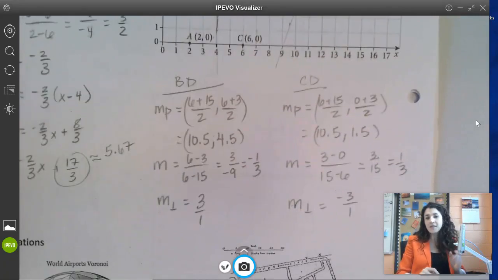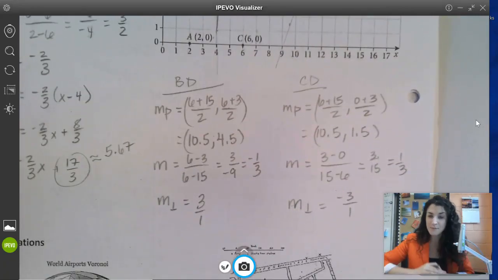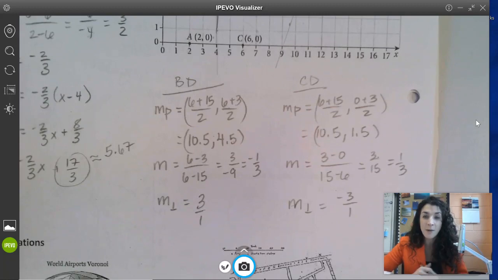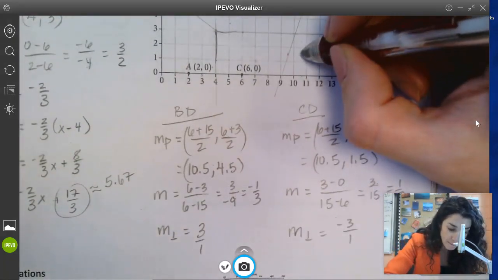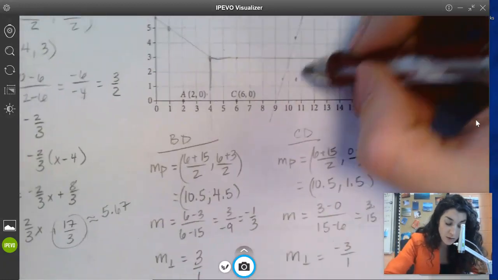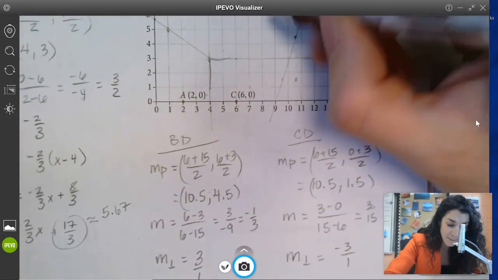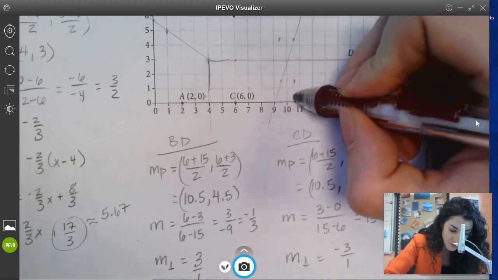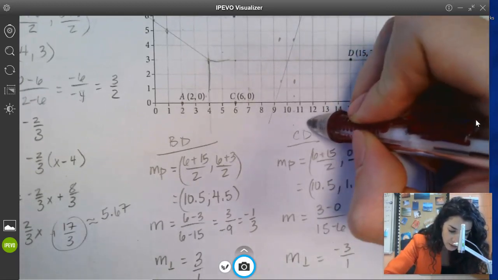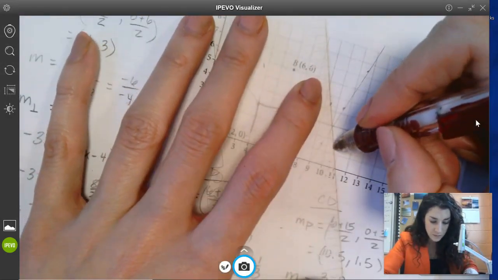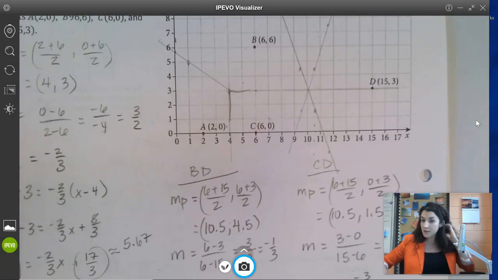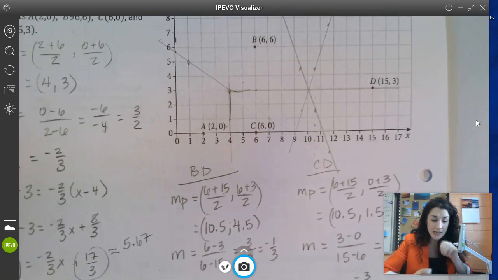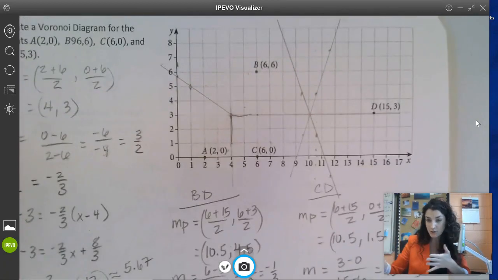Interesting, pretty familiar, but that just happens to be this case, that it works like that. So I'm going to just take my midpoint, which is 10.5, 1.5 here, and I'm going to go up 3 and back 1, or down 3 and right 1. Okay. So now I've got 3 perpendicular bisectors, and there are too many lines, right? It doesn't look like a Voronoi diagram. It just looks like a bunch of lines intersecting.